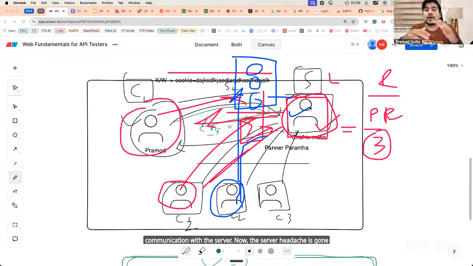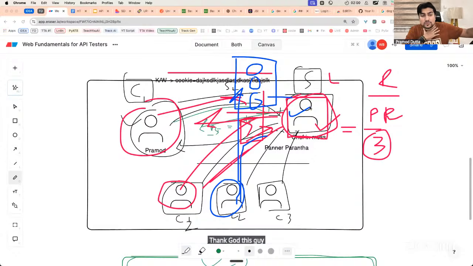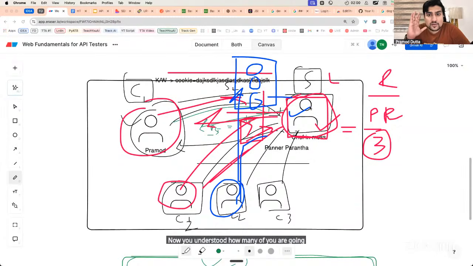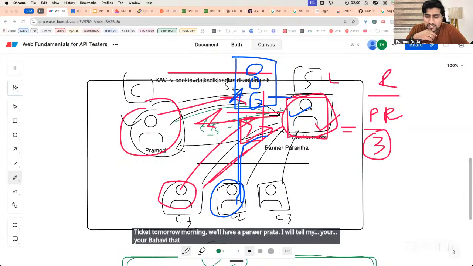Chef is like, okay, thank God this guy has not come to me. Paneer paratha already given to him automatically. Yes or no? Now you understood? How many of you are going to eat paneer paratha tomorrow? Okay, tomorrow morning we'll have a paneer paratha. I will tell your bhabhi that please prepare a paneer paratha.